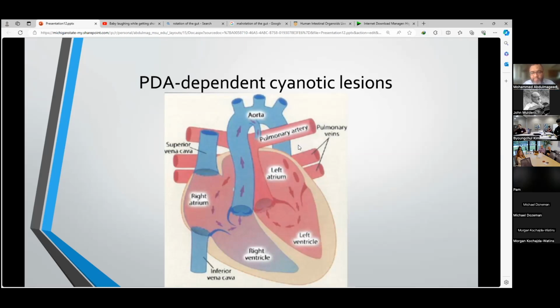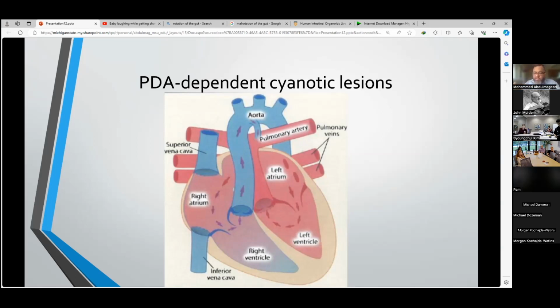The only thing that keeps them alive is connections, either a VSD, an ASD, or a PDA. What's important in this lecture, what can kill a patient is the PDA. If the PDA is present, this will allow mixing of blood between the right and left side, which can give some oxygen to the baby.